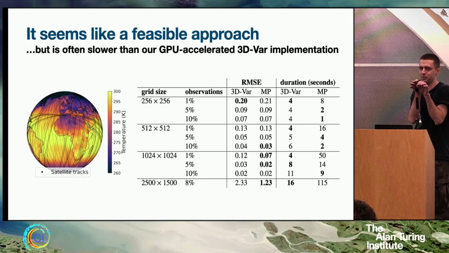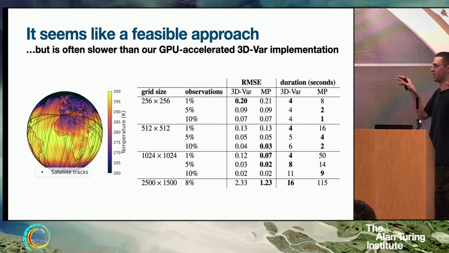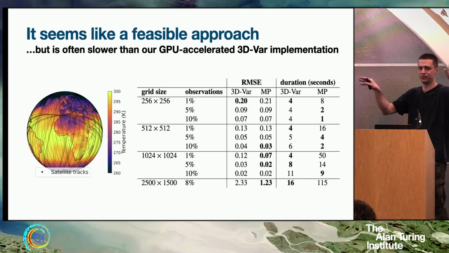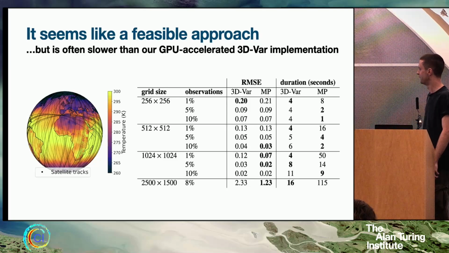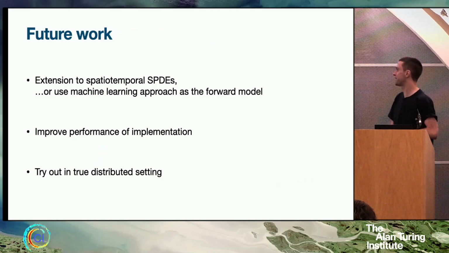because you can imagine message passing is kind of like spreading the information out across the graph. And so if the observation density is lower, it takes longer for the information to spread out. And this last row, we do really badly, but I think there's some particular reasons for that I won't go into now. So then future work.